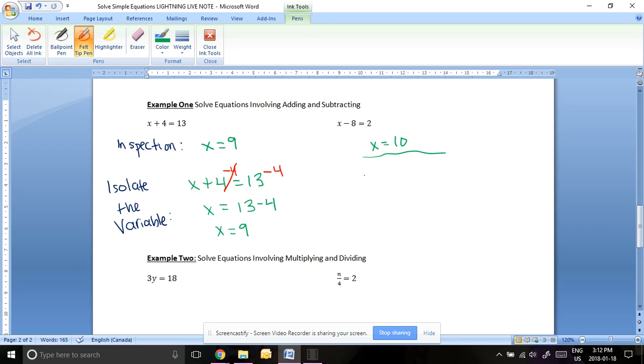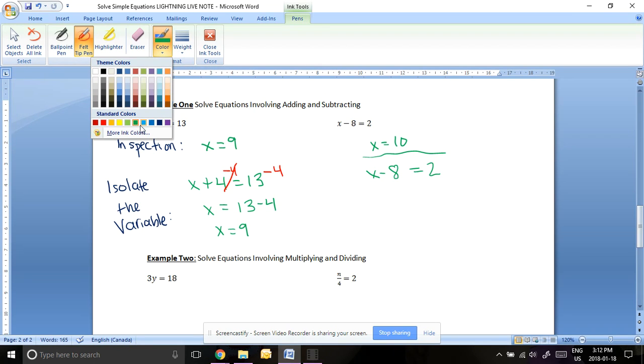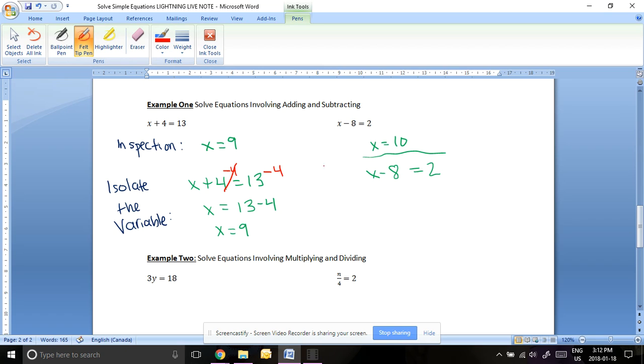But now let's do it the isolate the variable way, which again is needed if it is larger numbers, or for those of you who maybe just can't think quite as quickly. So we want this x all by itself. We want it alone. Right now you're subtracting 8 from it. So how do you get rid of a minus 8? Well, you add 8. You do the opposite thing.